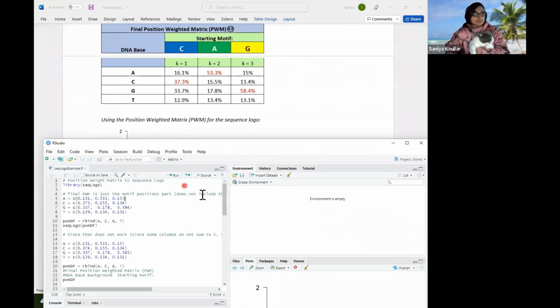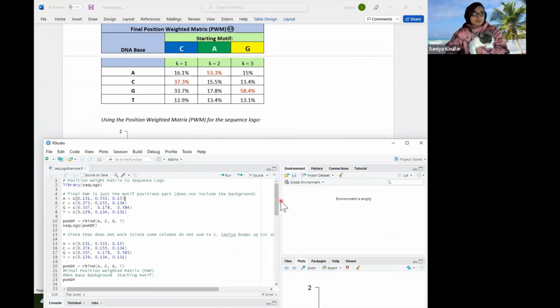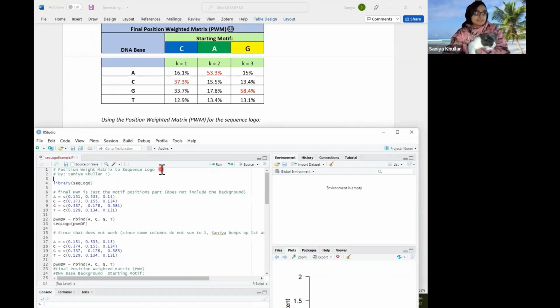What I want us to do is use the seqLogo package. If you don't have this seqLogo package, then please install it using BioC Manager install. And if you don't even have BioC Manager, don't worry, I have a video on how to install BioC Manager and get started with it, to use Bioconductor packages. But this is how you would install seqLogo. Now that I have it, I'm just going to load it in here.